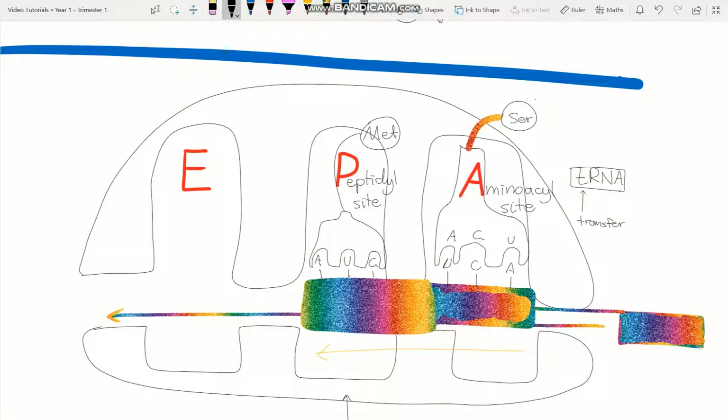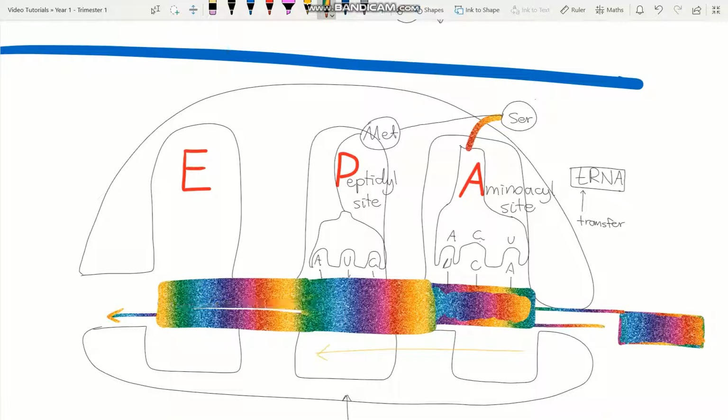Now that two amino acids have been formed, the large subunit is actually also responsible for the formation of peptide bonds between amino acids. So a peptide bond will form between methionine and serine. Finally, the mRNA sequence will now move to the E site. This E site is where the tRNA molecule is finally able to detach from the mRNA sequence. It is also referred to as the exit site.